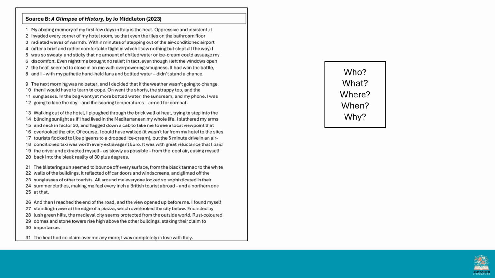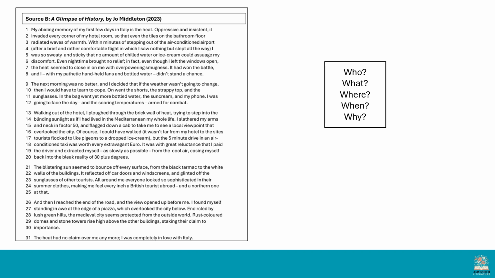Okay, you do the work this time. Pause the video, write down your 5 W's, start the video again when you're ready. So the who is Jo Middleton. The what, well, she's in Italy. She's talking about the heat. Where is she? Well, we know it's Italy. When is this? 2023. Why? Again, not entirely sure. We can imagine maybe she's gone on holiday.